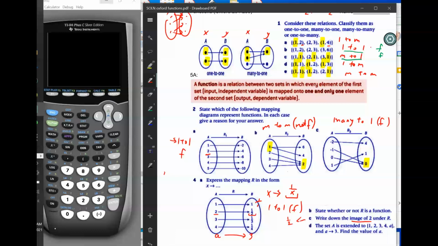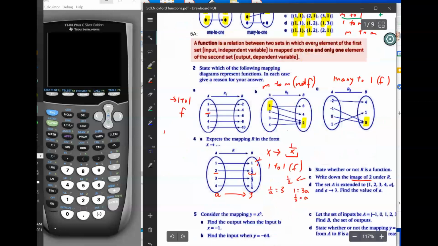Well, we know that the mapping would be that a would map to 1 over a, so we could say 1 over a is equal to 3, so we could use some algebra here. I'm going to multiply both sides by a so that it's not in the denominator anymore. So that would be 1 equals 3a. And then I'll divide both sides by 3 to isolate the a, and I'll get a equals 1/3. So the value of a is 1/3. Okay? All right. That was a little bit of algebra there.